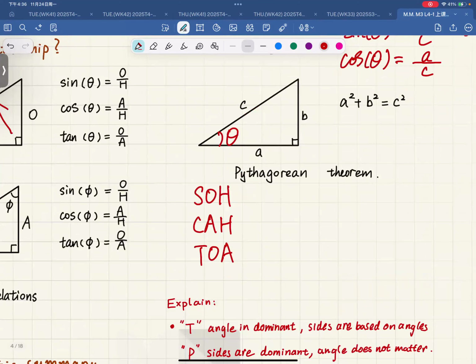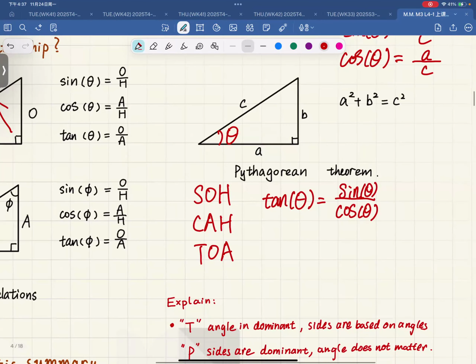There's one more thing I would like to mention. I'm not sure if you know this equation. Basically, tangent theta is equal to sine theta over cosine theta. Anyone remember this? So why is tangent theta equal to opposite over adjacent? Have you ever thought about this question? Any idea? No. Okay.